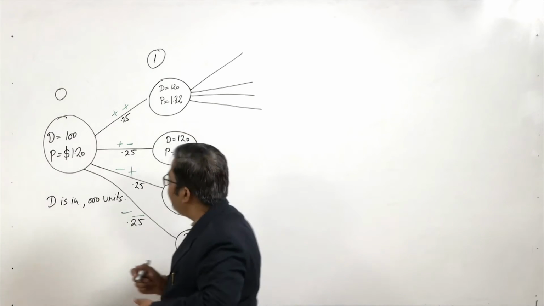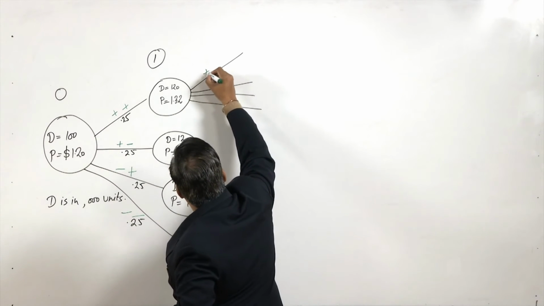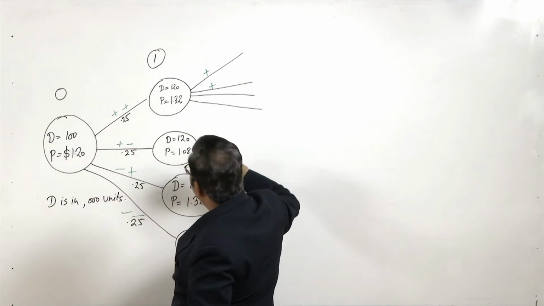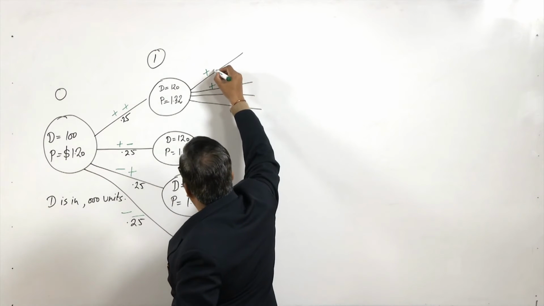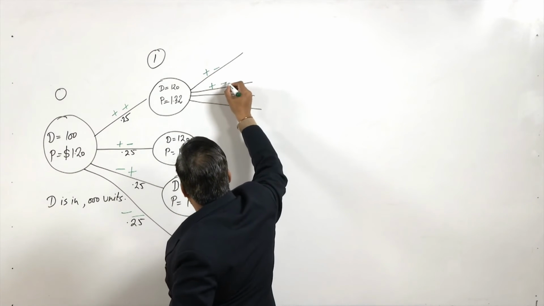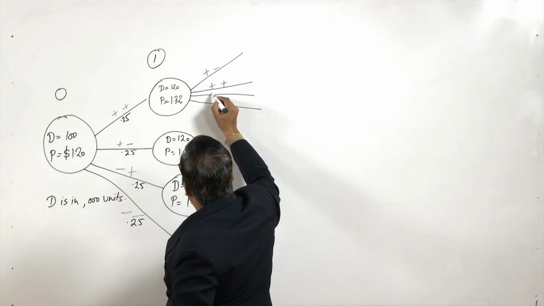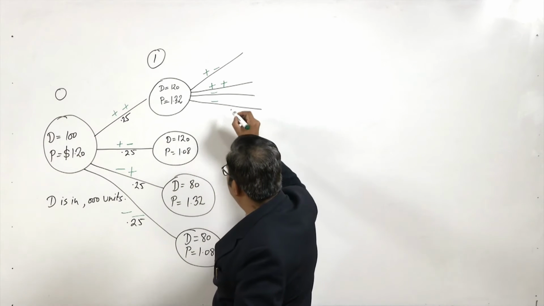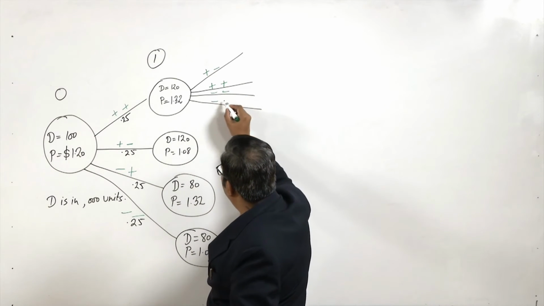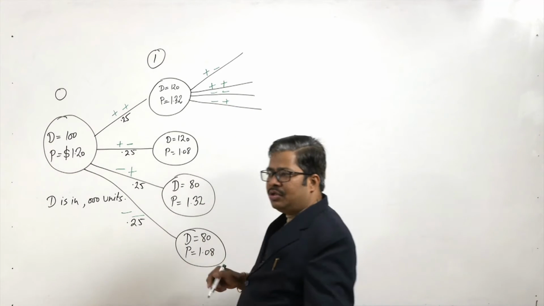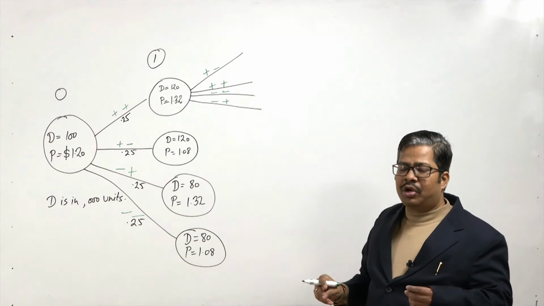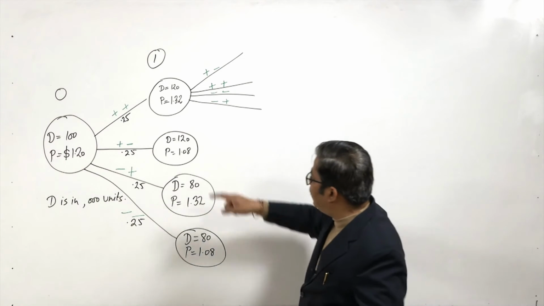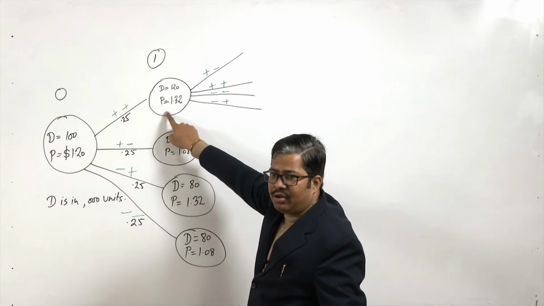Your demand can increase, there are 2 possibilities. Here price is decreasing, here price is increasing. Then demand can decrease, 2 possibilities, and in these 2 possibilities again price can decrease and price can increase. So, further you have 4 possibilities, but these 4 possibilities will be evaluated from this state now.